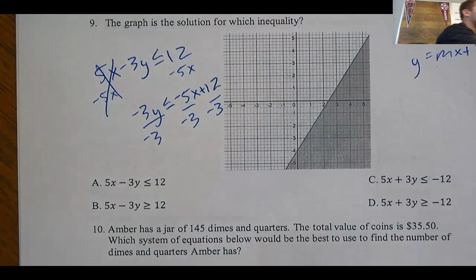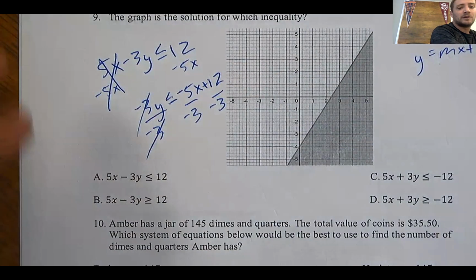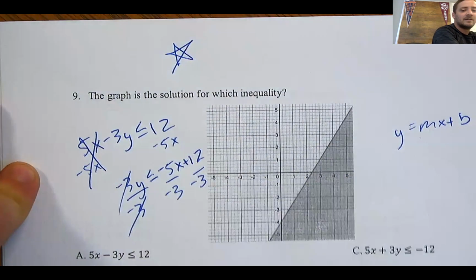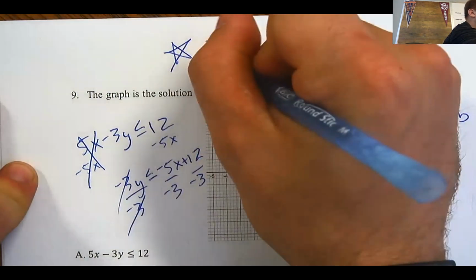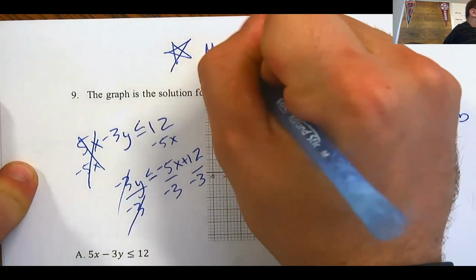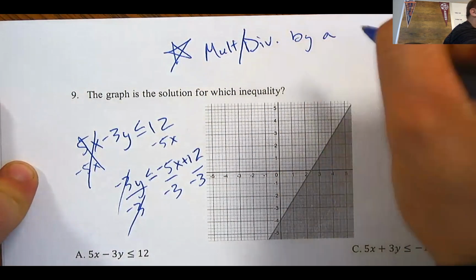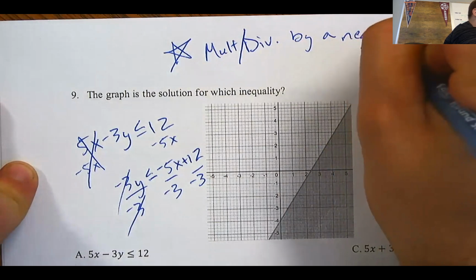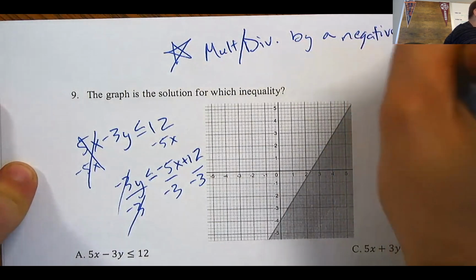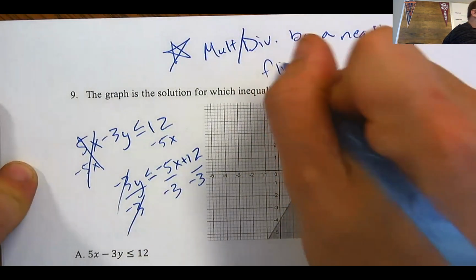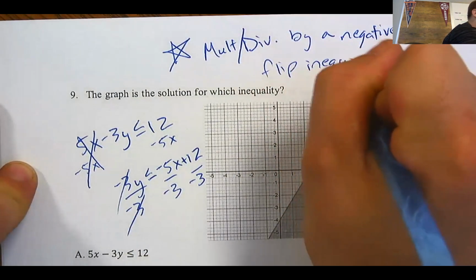All right, pause. Before you go any further, I need y'all to put a star at the top of your page, as a disclaimer. If you ever multiply or divide by a negative number, you need to flip the inequality.